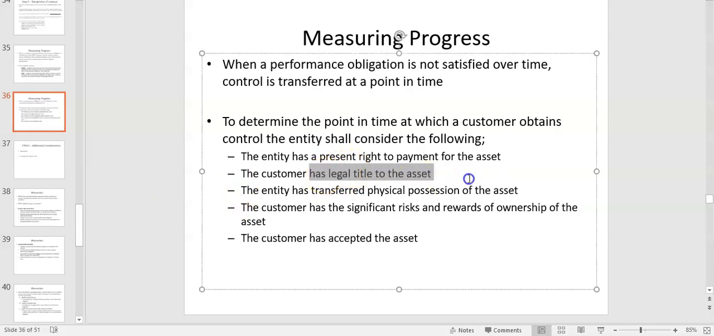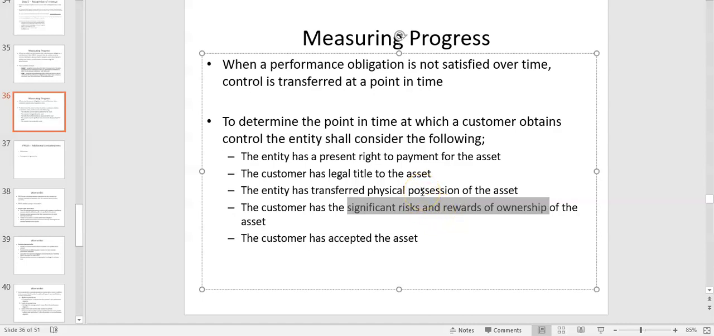Right? Has legal title transferred? Has the physical possession of it transferred? Have the risks or rewards of ownership transferred? So when you're talking about the transfer of goods, you're thinking about a point in time. And what you have to determine is, when is that point? Is it on delivery? Is it on ordering? And you're looking for these key rules to see when it happens.